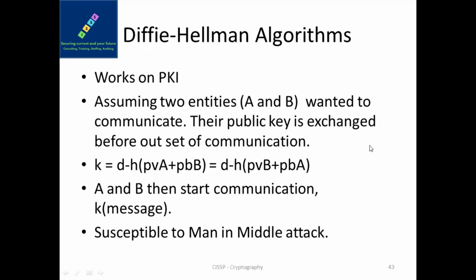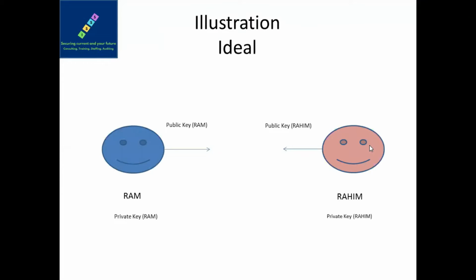Two entities, A and B. For the example, we will consider Ram and Rahim as the two people who want to communicate, and Ram wants to communicate with Rahim. So Ram has got a key pair, a public and a private key, and Rahim has also got a key pair, public and private key.